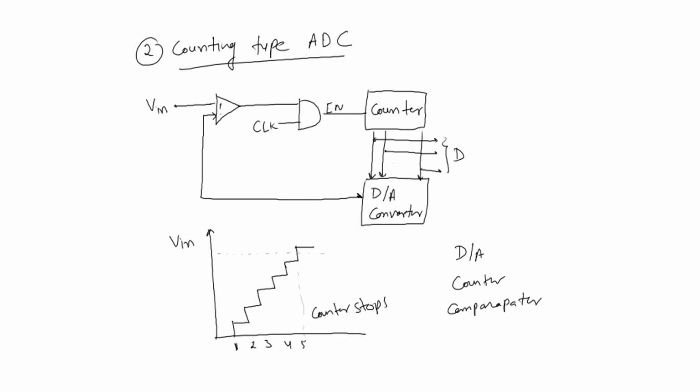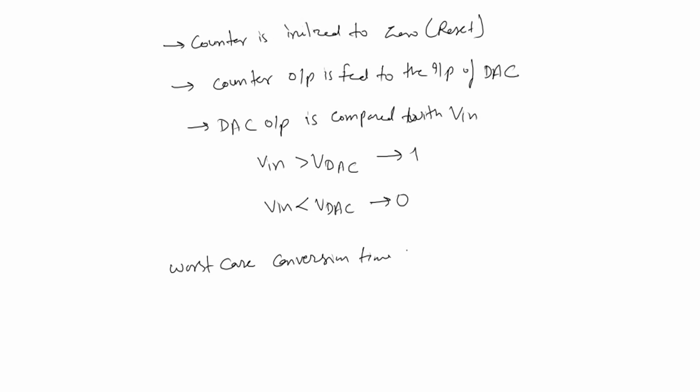If your input is at the maximum, how many levels can it reach up to? It can reach up to 2 to the power n, right? If it is an n-bit ADC, it can reach up to 2 to the power n levels. So 2 to the power n levels means that is the worst case conversion time. If you are going for a higher and higher ADC, it takes too much time to convert. So this is very slow. The worst case conversion time is very slow.